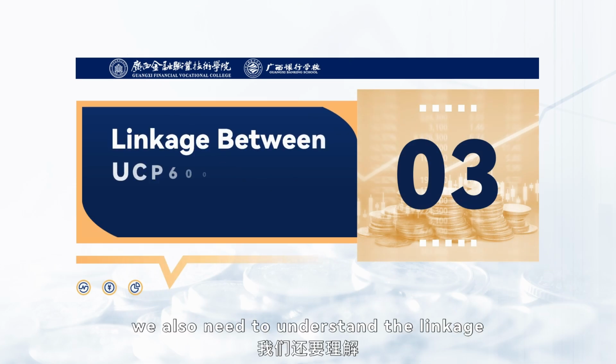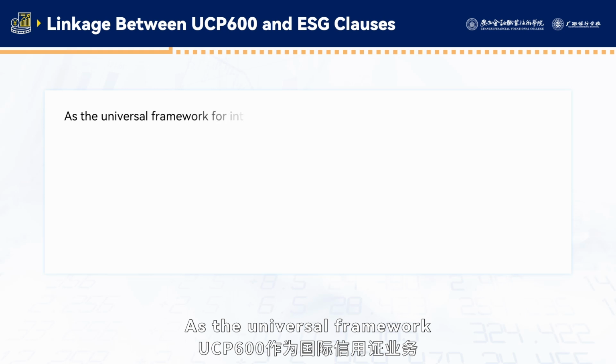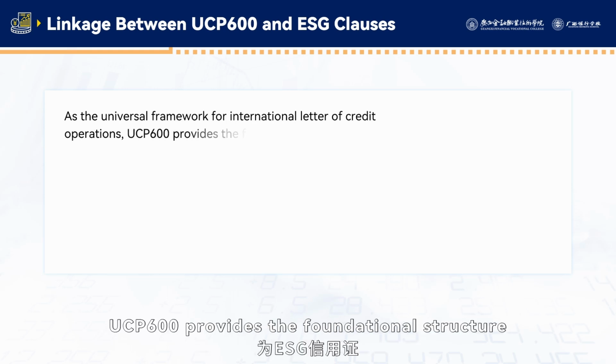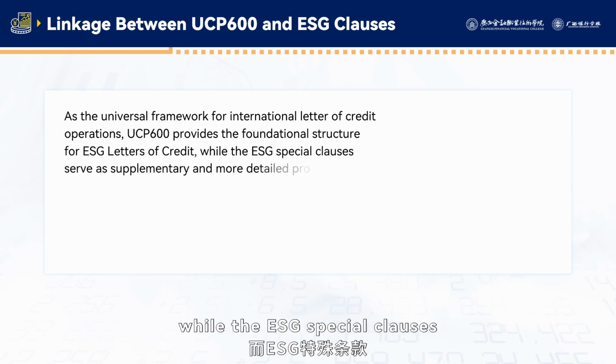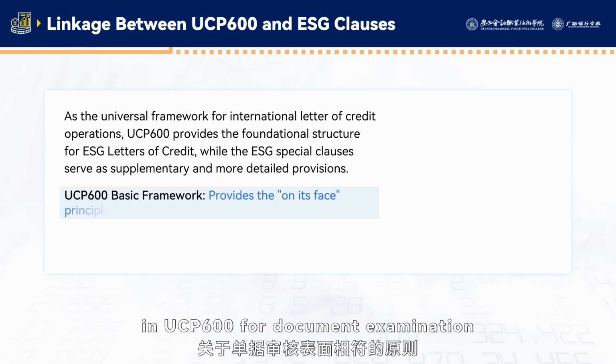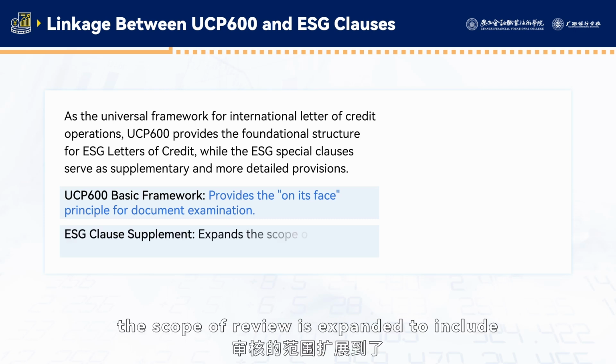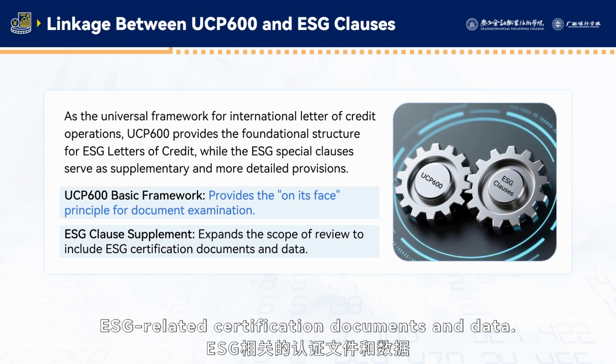At the same time, we also need to understand the linkage between UCP 600 and ESG special clauses. As the universal framework for international letter of credit operations, UCP 600 provides the foundational structure for ESG letters of credit, while the ESG special clauses serve as supplementary and more detailed provisions. For example, the on its face principle in UCP 600 for document examination still applies in ESG letters of credit. However, the scope of review is expanded to include ESG-related certification documents and data.